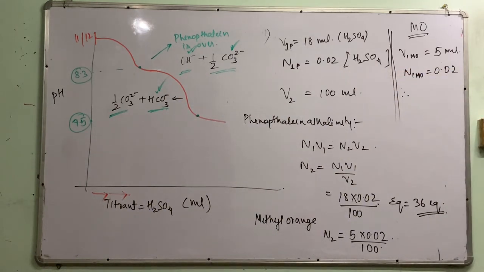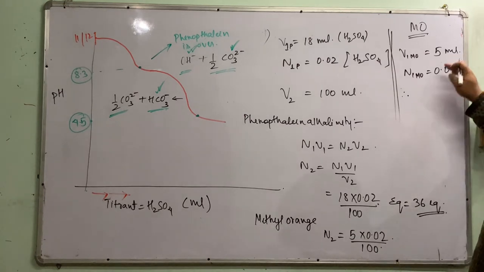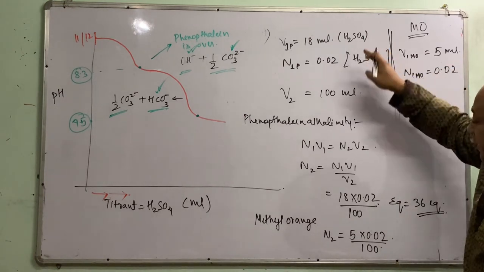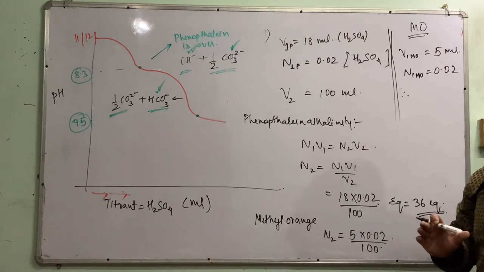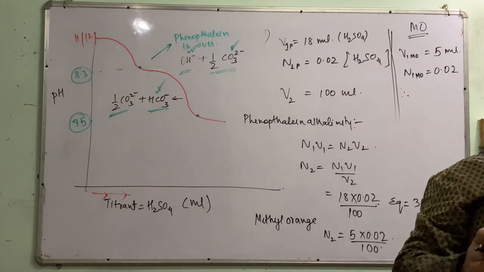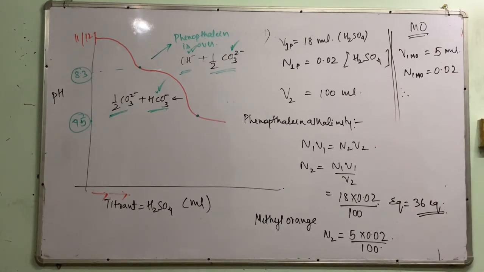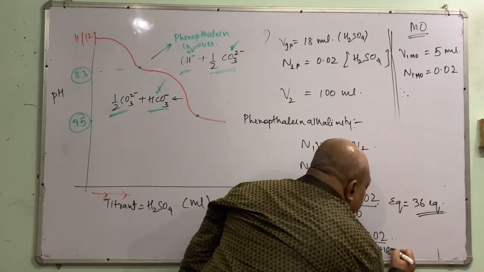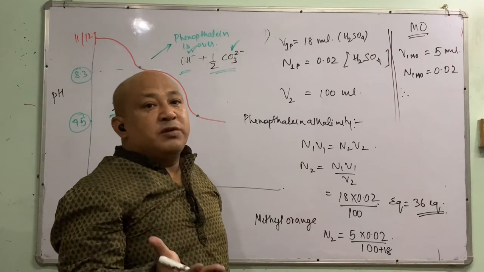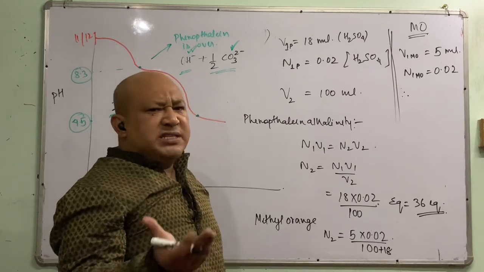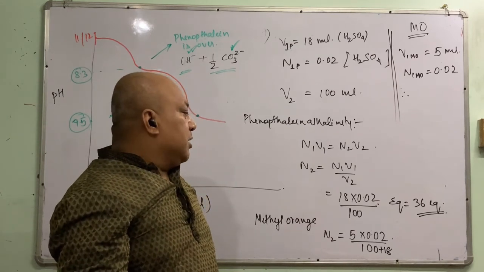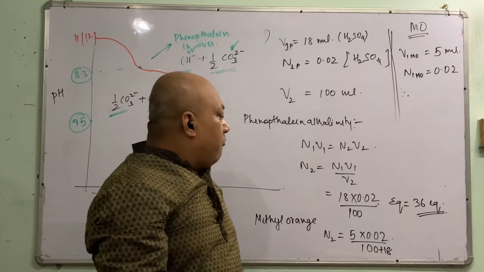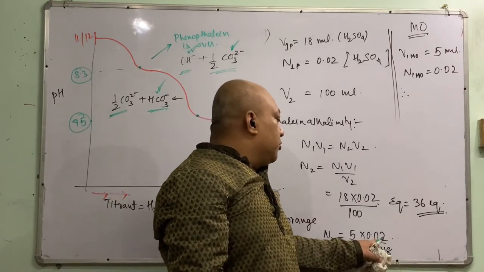But mind you, over here this 18 ml is already included. So the sample is not 100 ml, but rather it is 118 ml. Okay, so this should be 100 plus 18, because the sample already was started with phenolphthalein. But if it's very insignificant, you can take it as 100 ml. So that is 5 into 0.02.